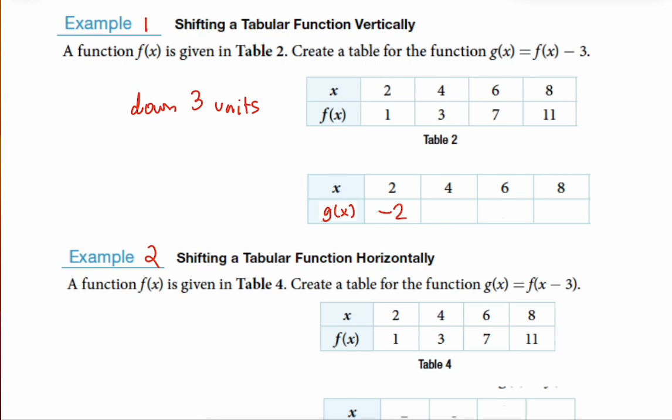Let's do the same thing for 4. 4 usually gives me a 3, but now I subtract 3, and it becomes a 0. 6 would have given me 7, but I have to subtract 3, and it becomes a 4. 8 normally would give me 11, but I have to subtract 3, and it becomes a 7. So you'll notice that it changed the y's.